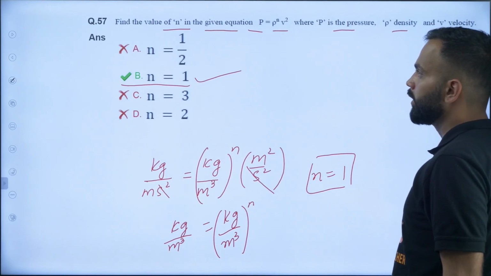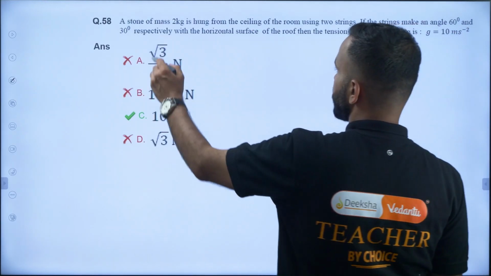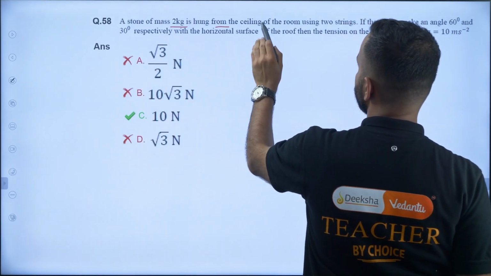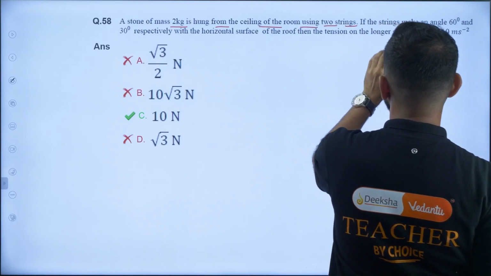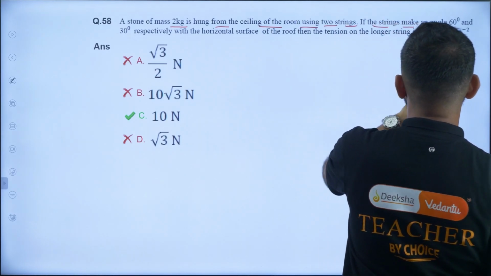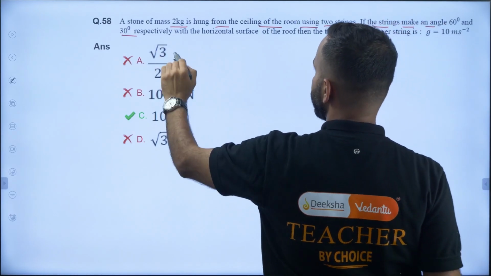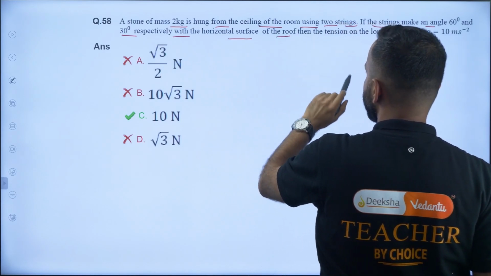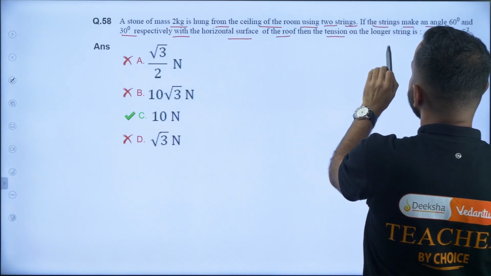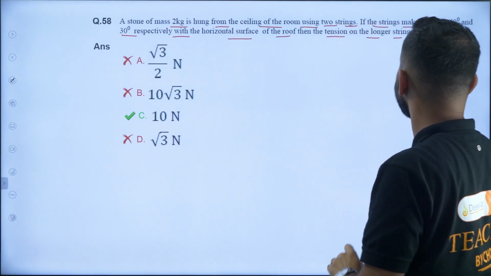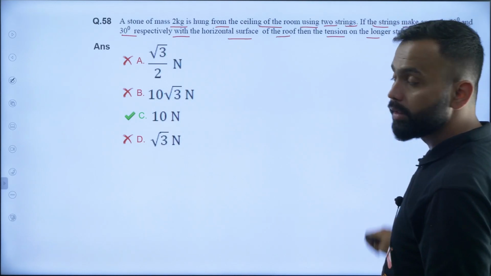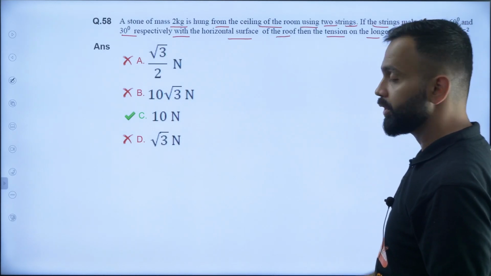Okay, yeah. Question number 58. A stone of mass 2 kg is hung from the ceiling of the room using 2 strings. If the strings make an angle of 60 degree and 30 degree respectively with the horizontal surface of the roof, then find the tension on the longer string. The given value of g is 10 meter per second square.